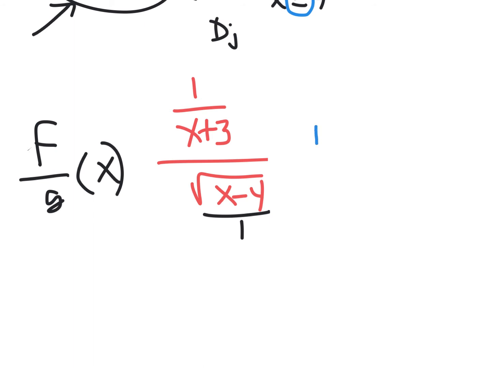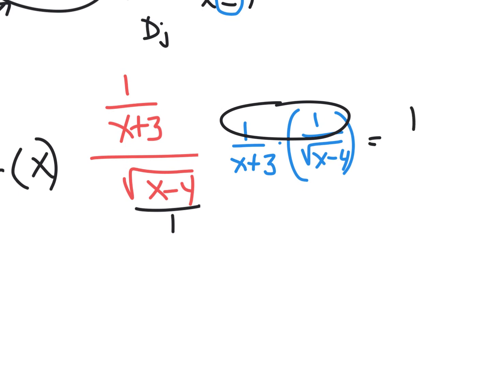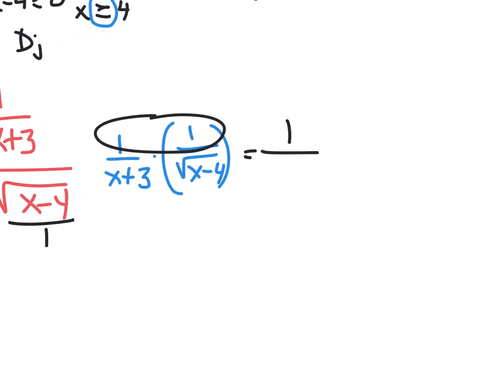So simplify that down. It's 1 over x plus 3 times, flip it, 1 over the square root of x minus 4. 1 times 1 is easy. It's just 1. Why would this, x plus 3 times square root of x minus 4, why would I cry a little bit and mark that wrong?